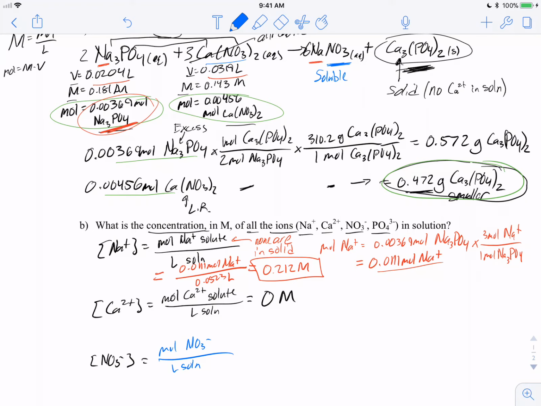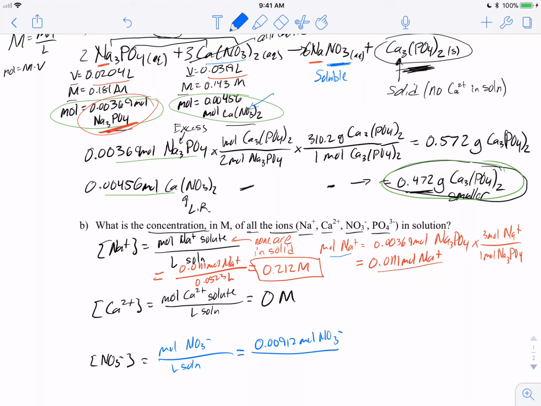If we want to determine the moles of just our nitrate ion, we could use our mole ratio, just like we did with our sodium ions. We see that we would have 2 moles of nitrate for every 1 mole of our calcium nitrate, and we could calculate that we would have 0.00912 moles of nitrate.